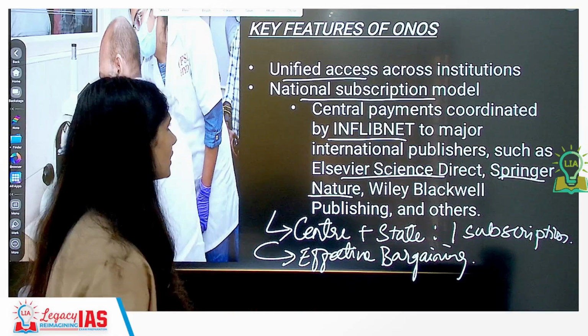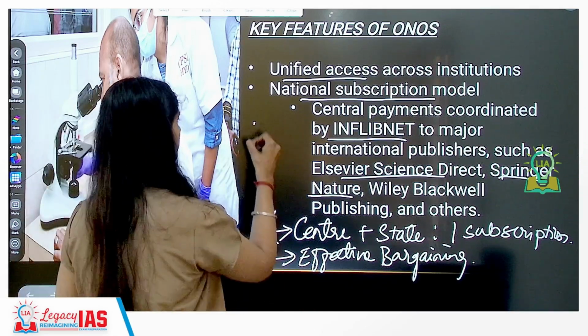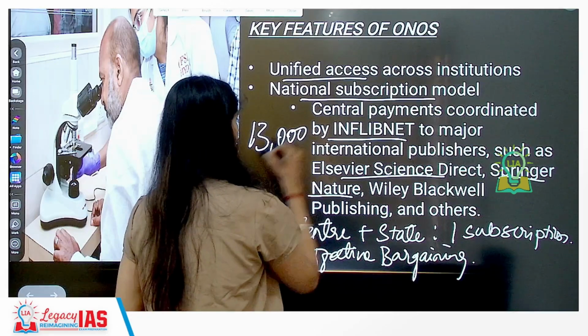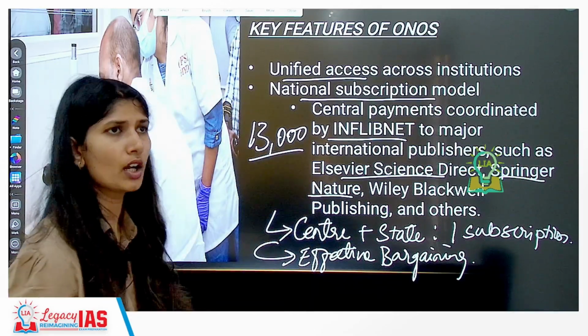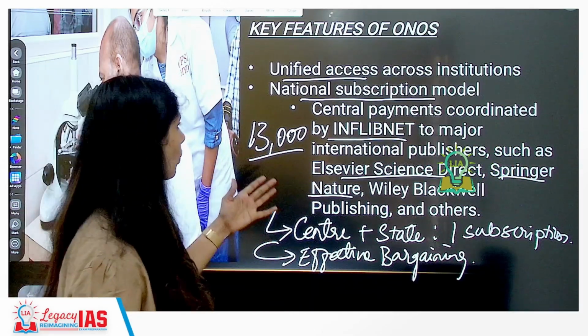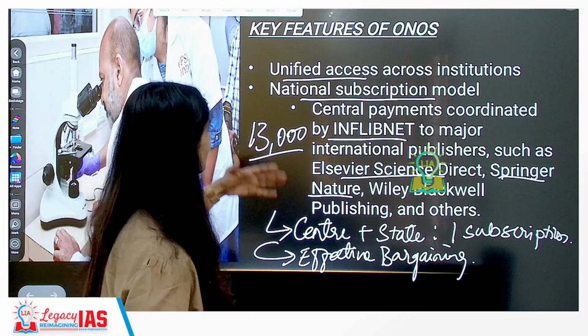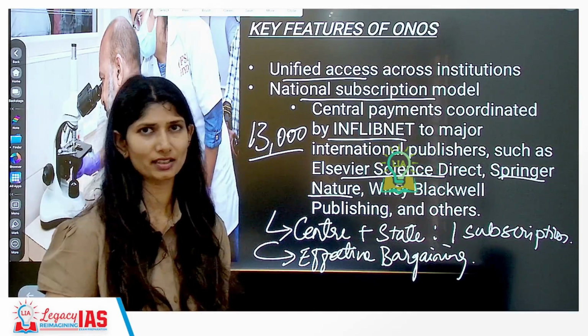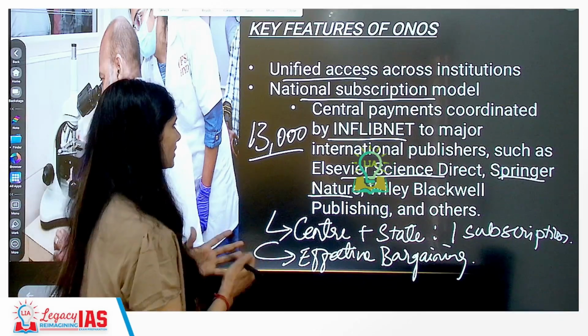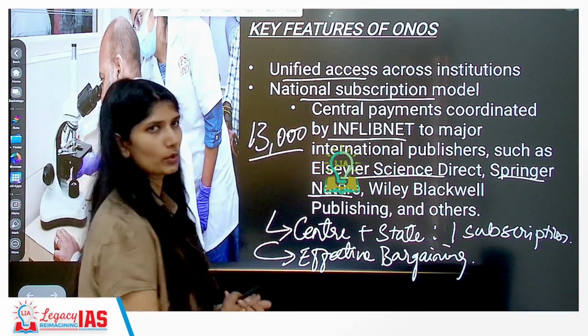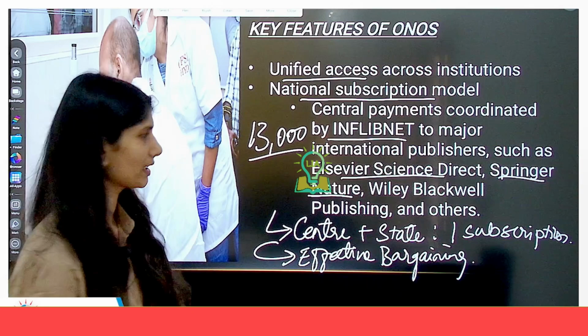Now, we discussed almost 13,000 journals will be brought under this. So, the question was asked, what if any institutes need something that is not there in these 13,000? At that point of time the institutes will have to subscribe to them individually. Understanding?